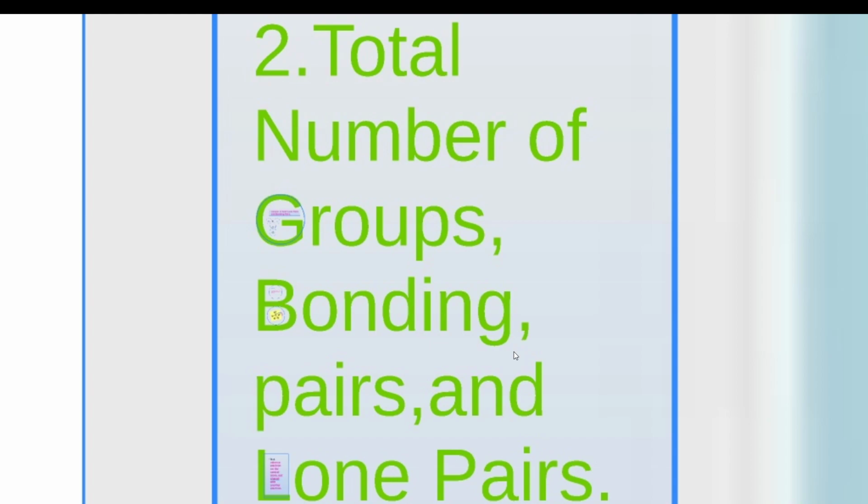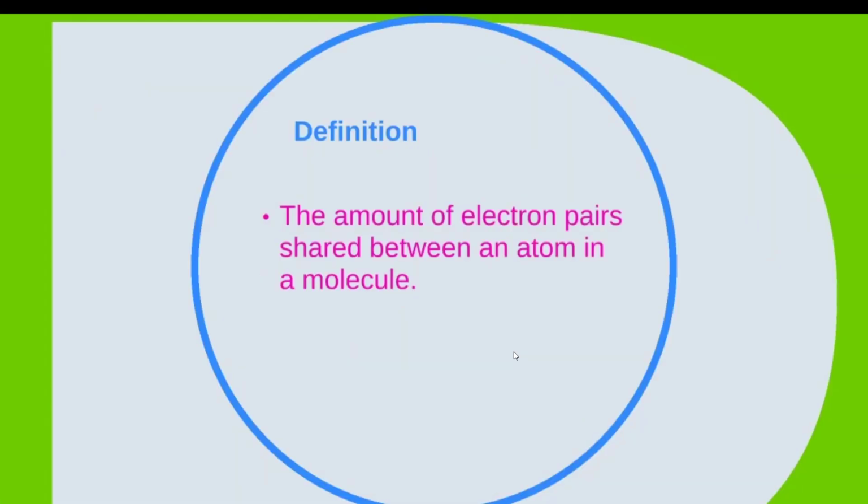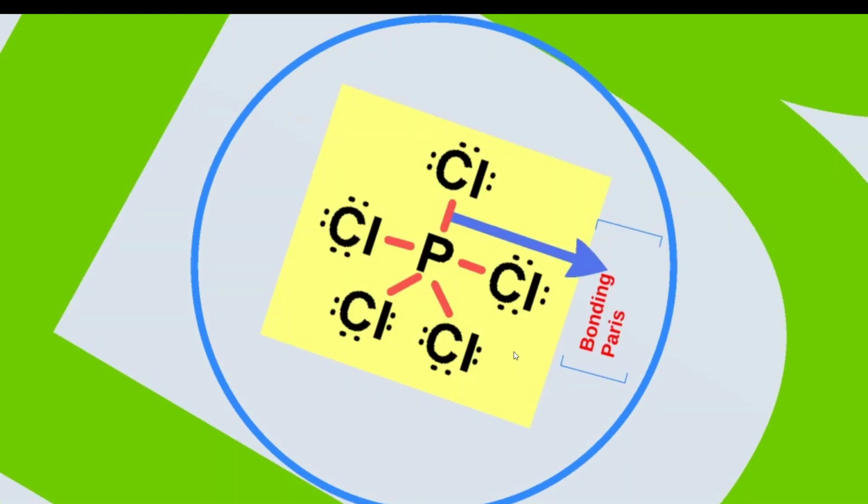Okay. So bonding pairs, as a reminder, are going to be the amount of electron pairs that are shared within a molecule. Okay. Now, here we have phosphorus pentachloride, and the bonding pairs are the pairs of electrons that are in the bond. Because remember, this bond had 2 electrons in it.